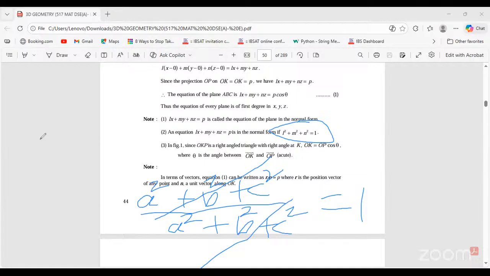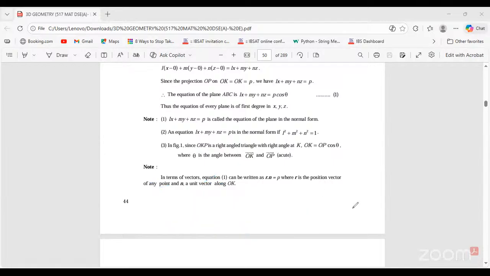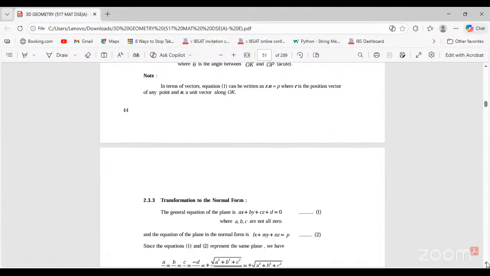Do you understand the difference between A and L? A is the direction ratio, which we can write as A only. That means the difference of two points. But L is plus or minus a by the square root of a square plus b square plus c square. That is the difference between A and L. That's why we call A the direction ratio and L, M, N the direction cosines of the plane.